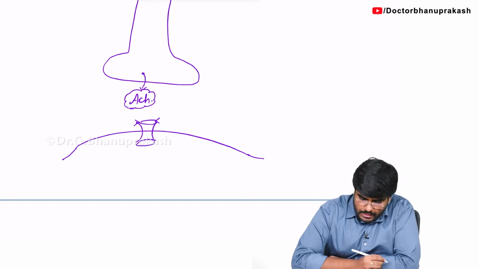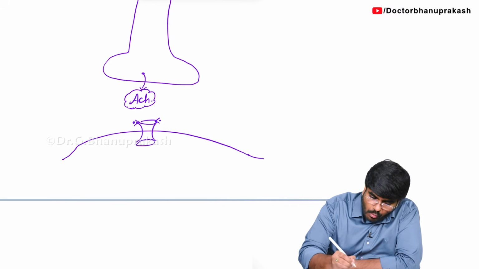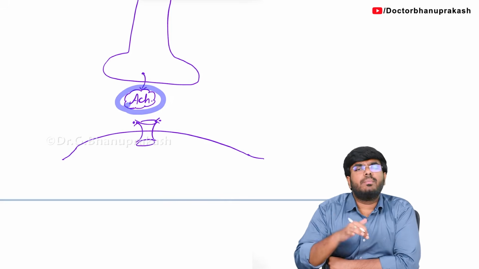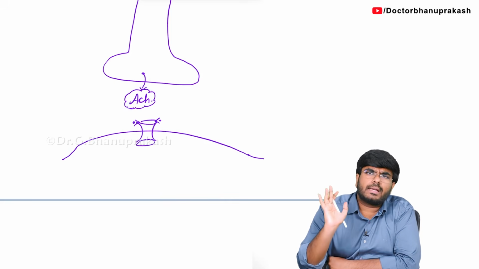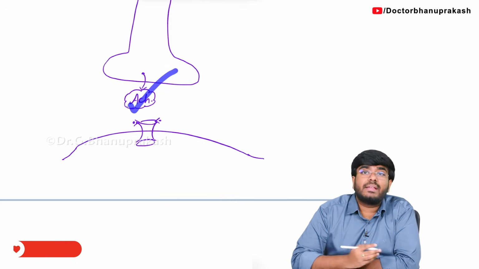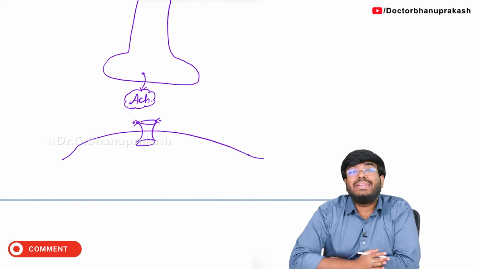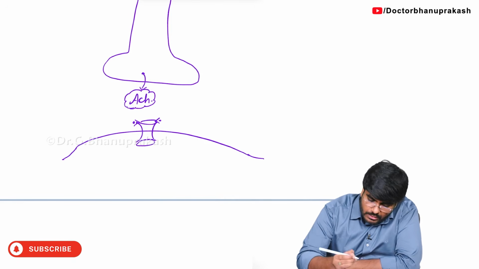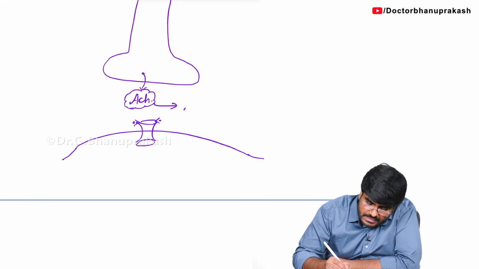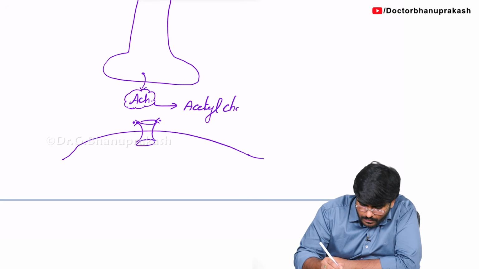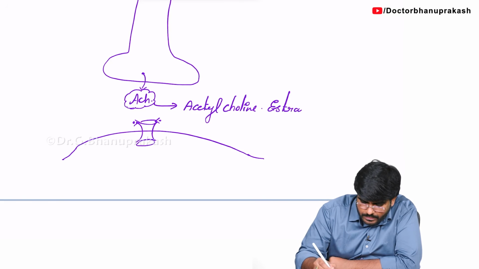We already know that. But do you think whatever acetylcholine is released will be there forever? No, it shouldn't be like that, okay. Whatever acetylcholine is released into this neuromuscular junction should be degraded, okay. So who will degrade that? That is acetylcholine esterase, okay.